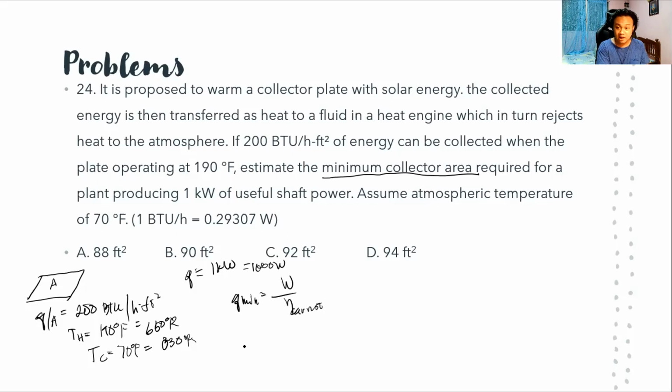So for Carnot, the Carnot efficiency is equal to 1 minus Tc over Th, diba? If you solve that, let's do it here.